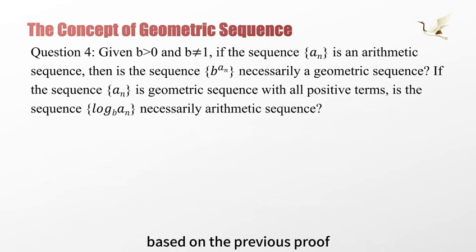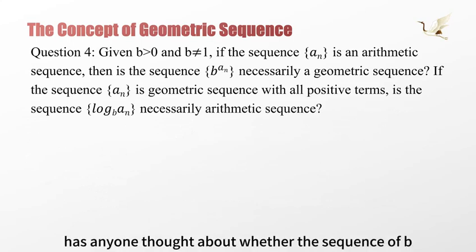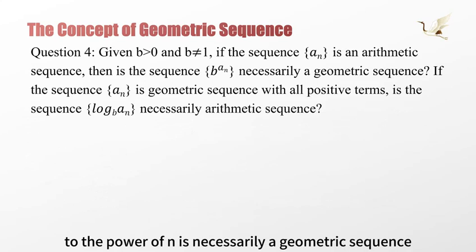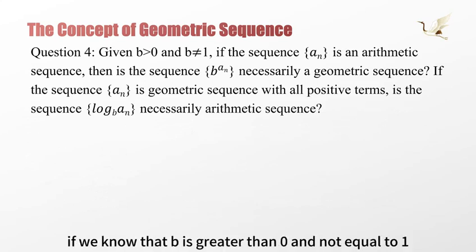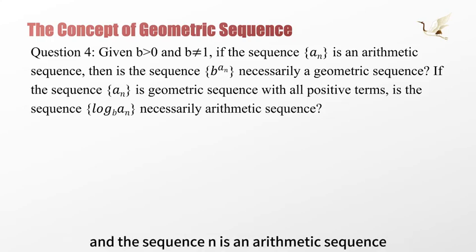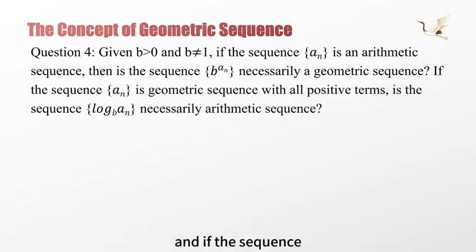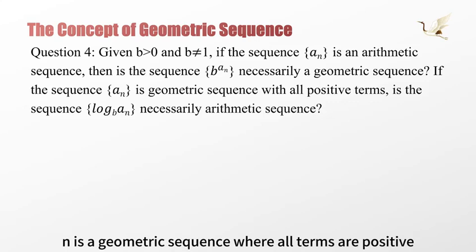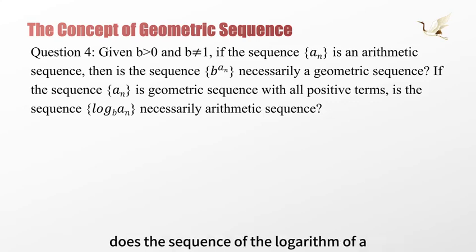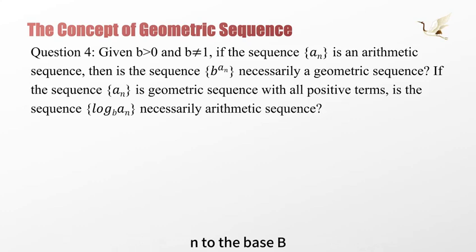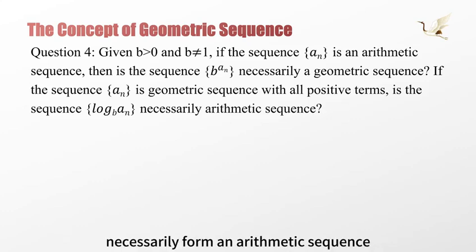Based on the previous proof, has anyone thought about whether the sequence of b to the power of a n is necessarily a geometric sequence if we know that b is greater than 0 and not equal to 1, and the sequence a n is an arithmetic sequence? And if the sequence a n is a geometric sequence where all terms are positive, does the sequence of the logarithm of a n to the base b necessarily form an arithmetic sequence? We attempt to apply the same proof approach to generalize the conclusion from the special case to the general case.